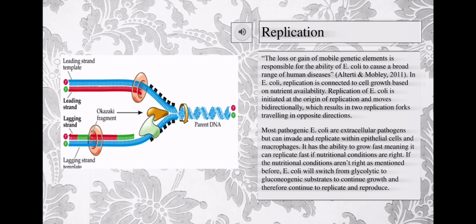As mentioned before, if sugars are limited, E. coli will switch from glycolytic to gluconeogenic substrates to continue growth and therefore continue to replicate and reproduce, further causing diseases such as meningitis.